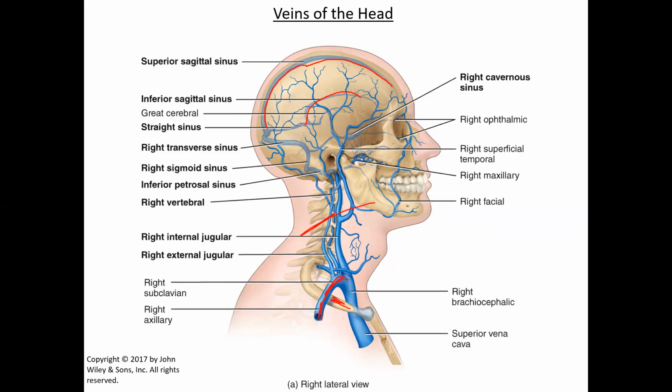Okay, and then that follows the straight sinus and they connect here. And then we have 2 transverse sinuses, kind of one on either side. And these are going to make their way back to the internal jugular vein.